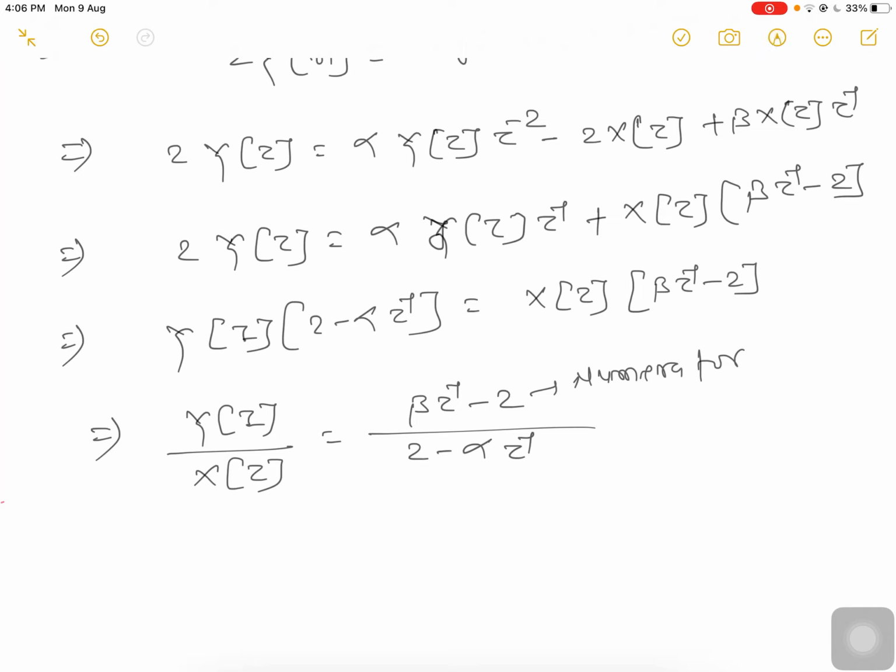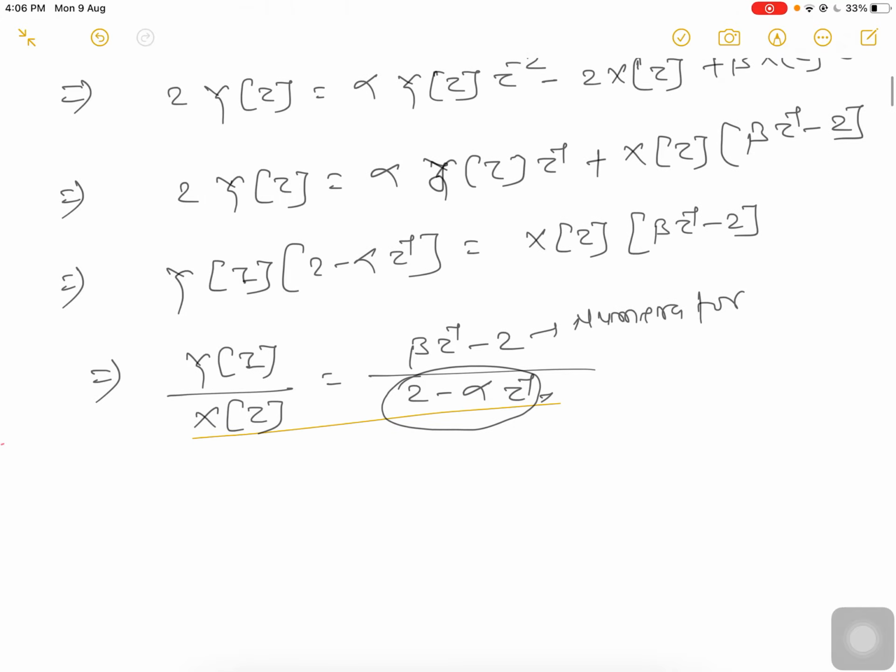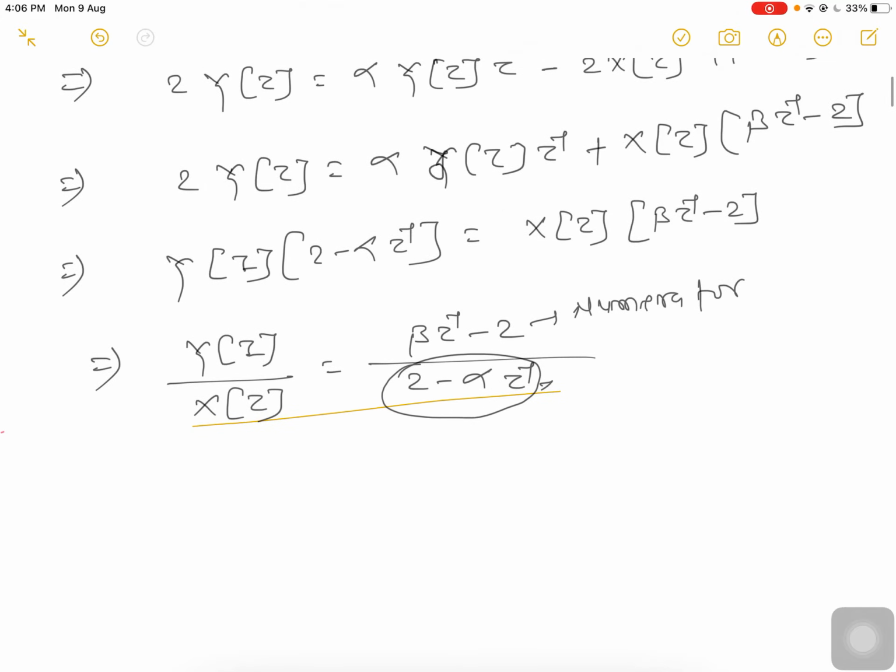From the numerator we get the zeros of the transfer function, and from the denominator we get the poles. In the Z transform, if the region of convergence covers the unit circle, it means the system is stable. So for any value of beta there is no effect on instability; it will be stable for any value of beta.